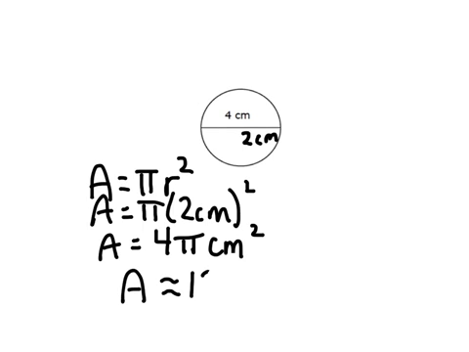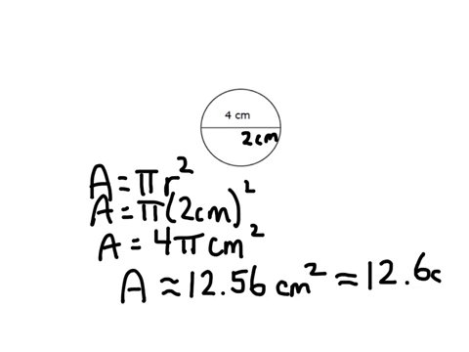Okay, so that equals 12.56 centimeters squared. Rounding to the nearest tenth, we would round this to 12.6. Okay, how'd you do? Did you get it right? Very good. All right.